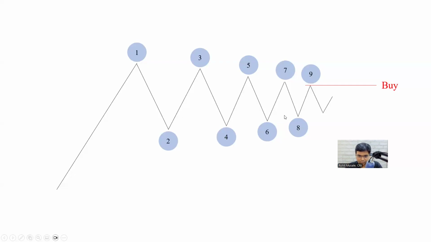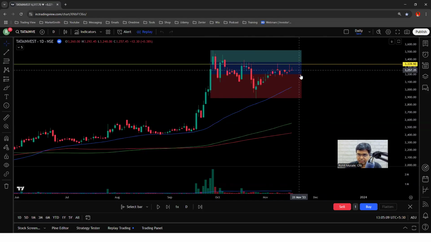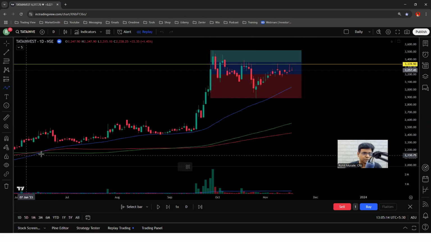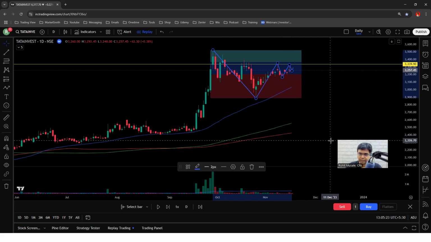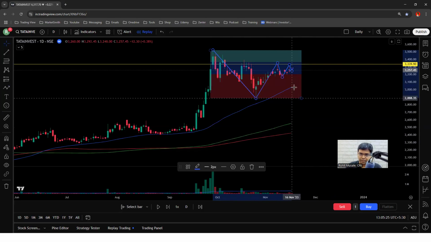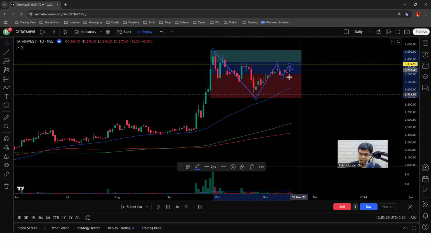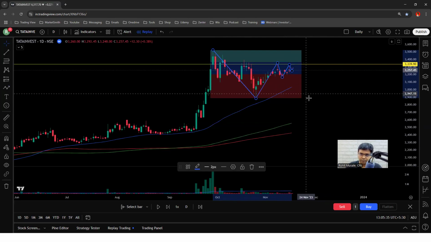We will go back to the example of Tata Investment. So if you see there are 6 points in this base, I will draw this: point 1, point 2, point 3, point 4, point 5, point 6. So since there are 6 points in the base, point number 5 becomes our buy point. And by the way, don't forget the mother baby candle combination. Okay. So there are 6 points in the base, point 5 becomes our buy point.